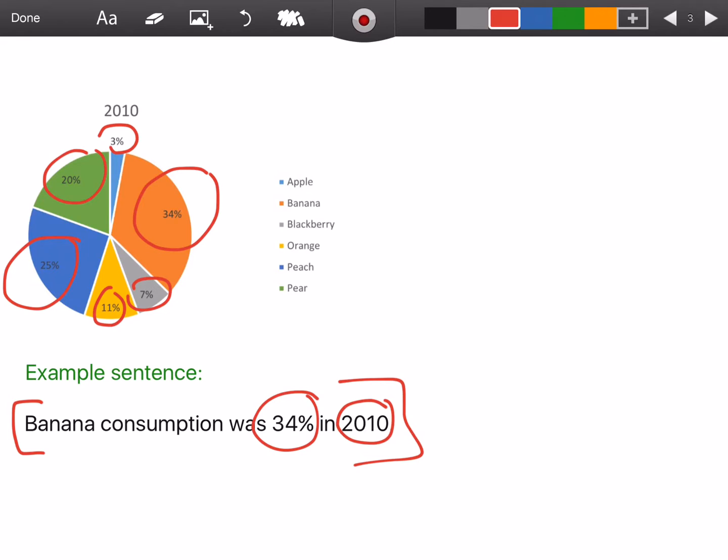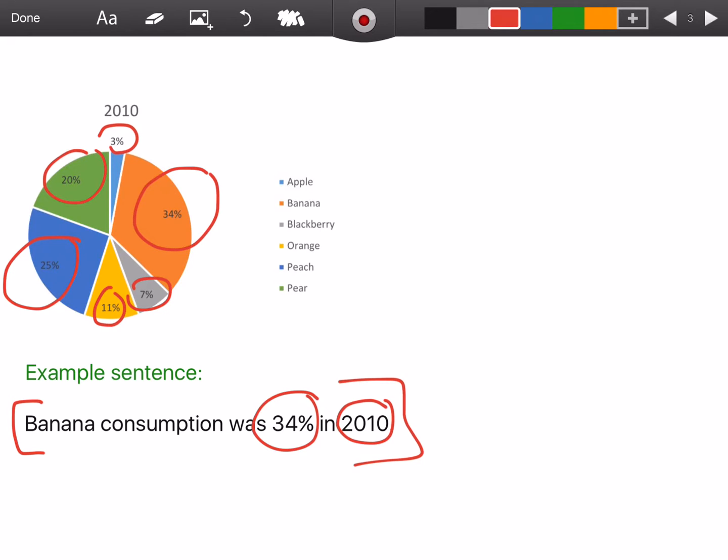But if you see, by looking at 2010, we can see that we have got 6 different fruits. And if you keep writing banana was 34, apple was 3, peach was 25, I mean, the examiner will get bored by looking at it. And our purpose in this lesson is to show you how to write percentages in a different way.